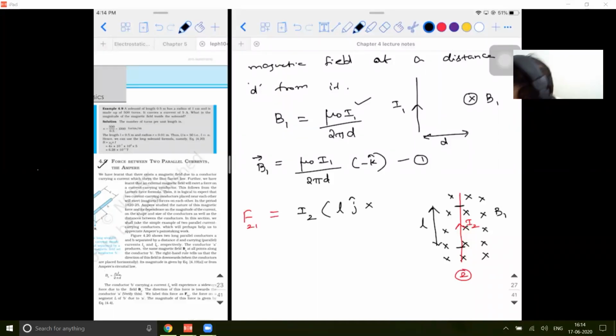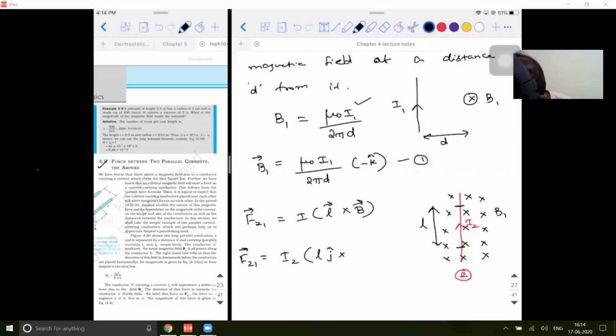B1 into minus K cap. I'll write it as B1 vector and leave it as well. So I'll make it simple. I'm using the formula I into L vector cross B vector. So F21 vector will be I2 into L vector, which is L J cap, cross. In the place of B, I can write mu naught I1 divided by 2 pi d into minus K cap. Can I write it like this?